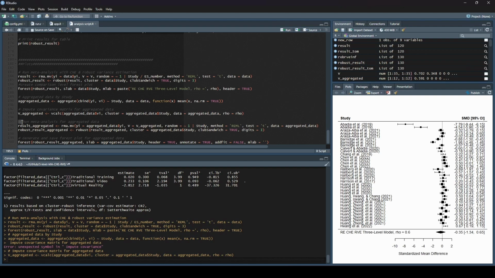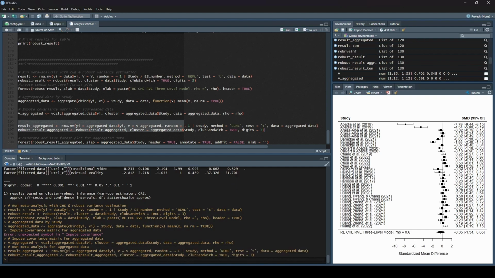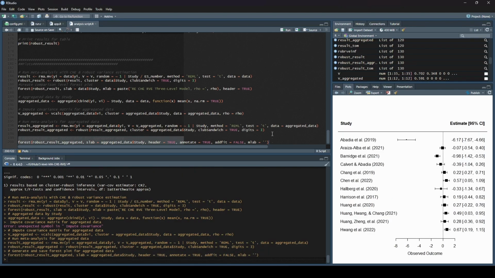Okay, so we have the aggregated data and we have the aggregated covariance matrix. So now what we're going to do is run our 3-level meta-analysis and our robust variance estimation using this new data. And then last but not least, I'm going to generate a forest plot with that new data. Boom, there we go. Okay, so that gives us our forest plot by study now instead of by comparison level.